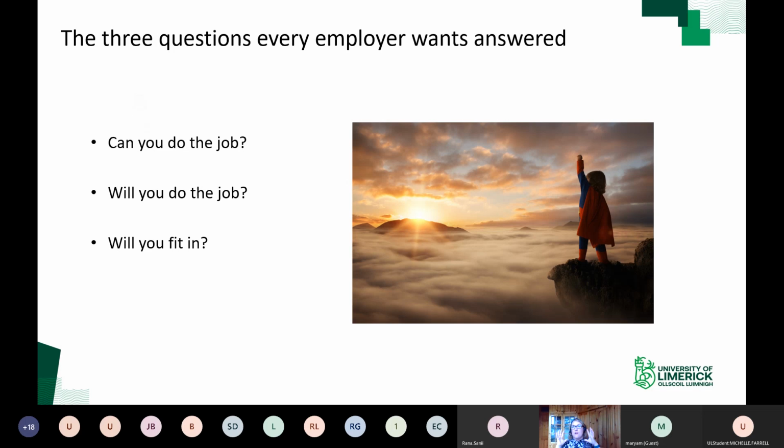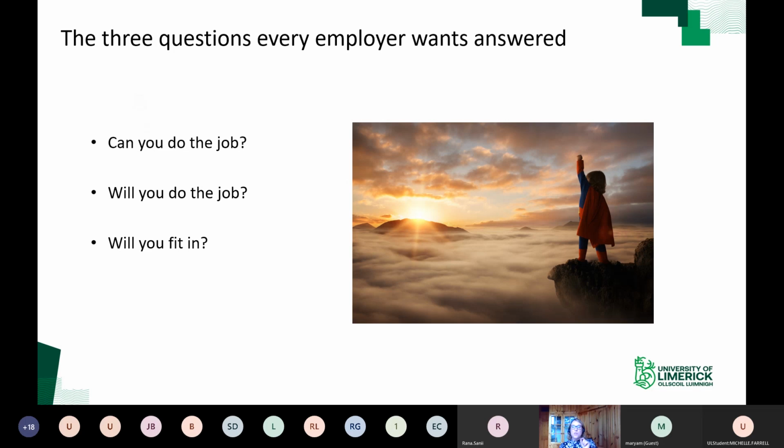Broadly speaking, there are three big questions that an employer wants answered. You've demonstrated the first if you've gotten called to interview. Can you do the job? You have shown that on paper, according to the criteria set by the company, you can do the job. And that's why they've called you to interview. So that's great. You get a tick for that very first one.